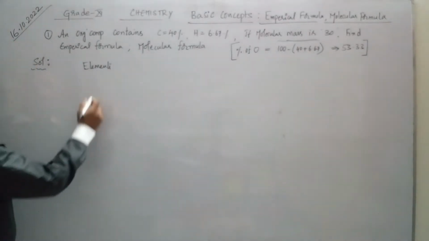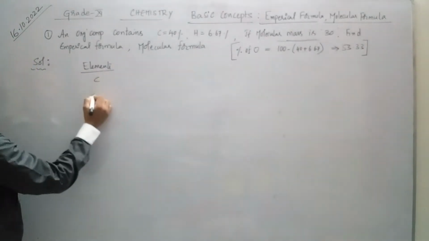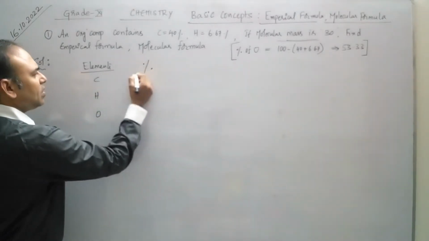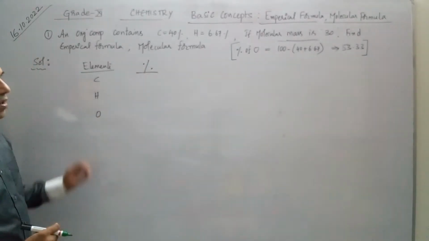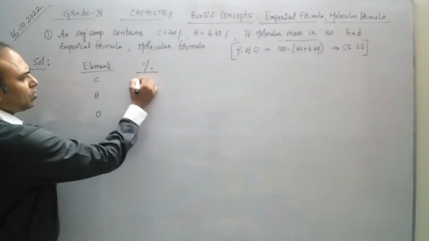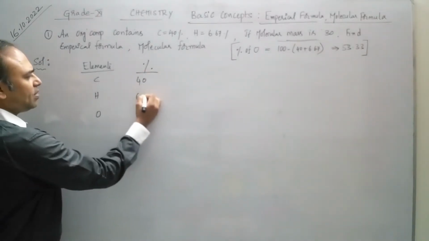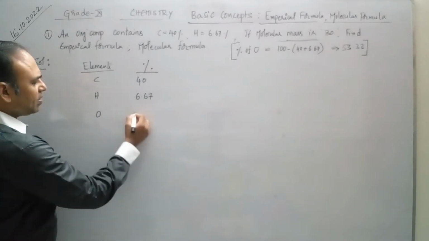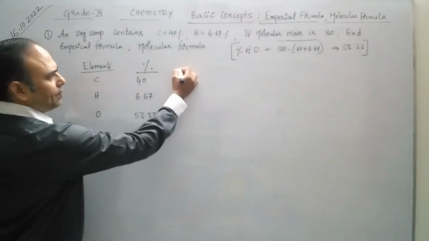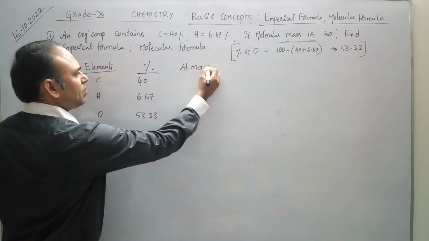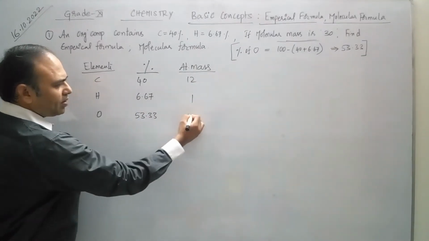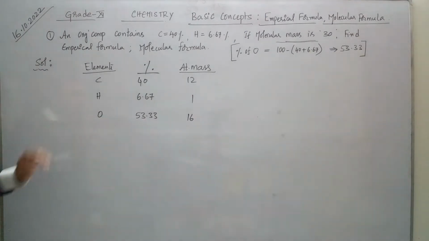First and foremost thing, write the elements present here. We have carbon, hydrogen and oxygen. Second column is percentage. We are writing only the given information. Elements we know and percentage also we know. Carbon is 40, H is 6.67% and oxygen we calculated, that is 53.33. Next, write down the atomic mass. Carbon atomic mass is 12, H is 1, oxygen is 16. So up to this we know.